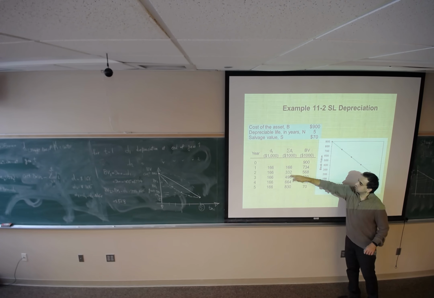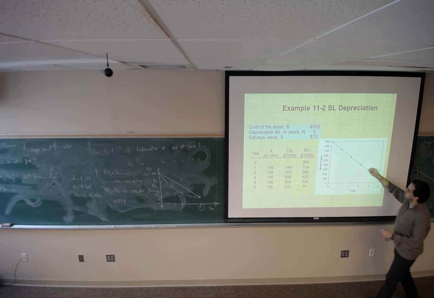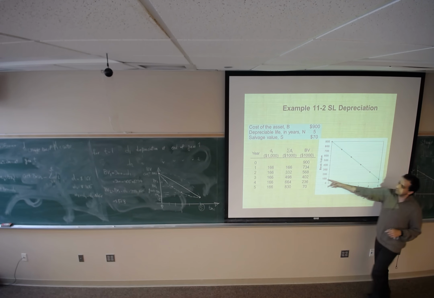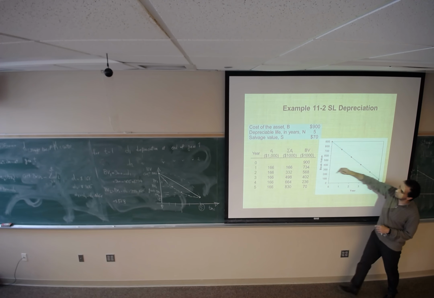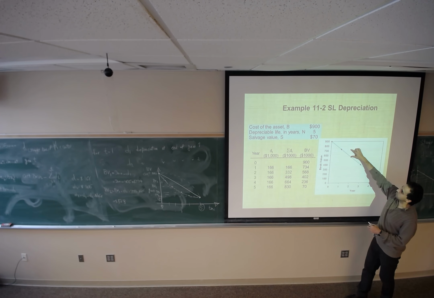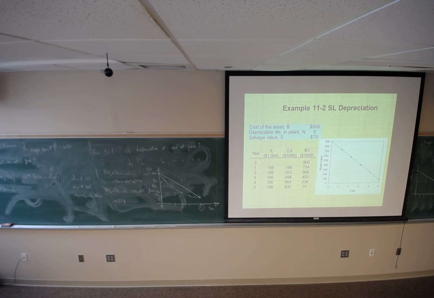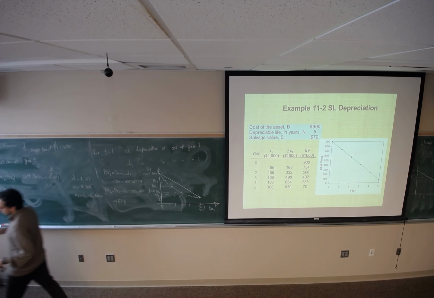So you can find the book value. It's starting from 900 and decreasing by a linear function down to $70, which is the salvage value. Each year has its own book value, and the difference between each pair is 166. So it's the straight line method. You can calculate the depreciation in this way.